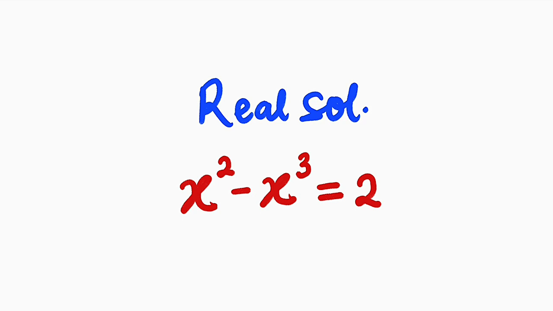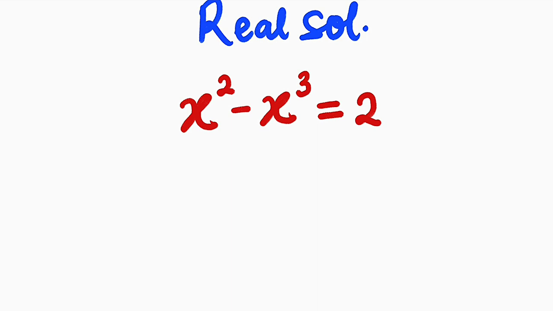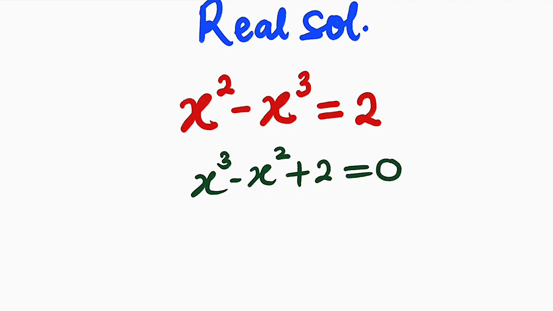All right, let's get started. Remember, we are only looking for the real solution. First of all, I would like to take all these terms to the right hand side. If you take this, it becomes positive x to the power of 3, and this will be transformed to negative x to the power of 2. Already we have 2 on the right hand side.